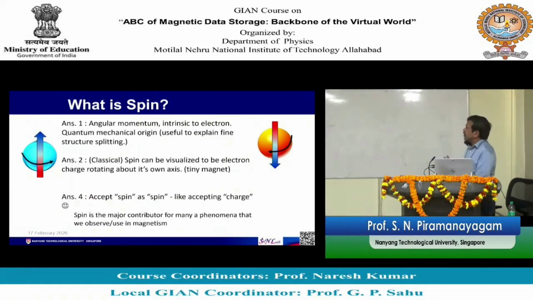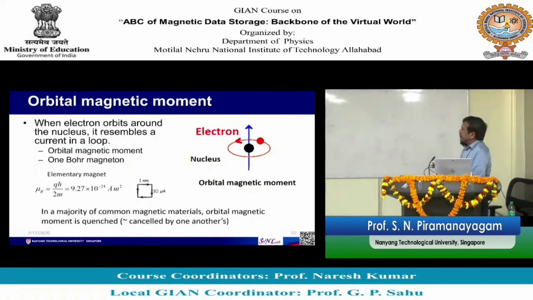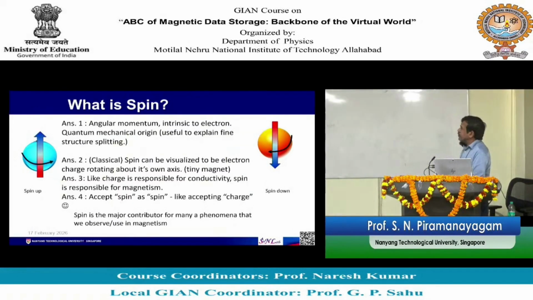Okay, so orbital magnetic moment is one thing. Then the second aspect you would have learnt in quantum mechanics is spin. You would have learnt that electrons have spin. You can define electron spin in many different ways.